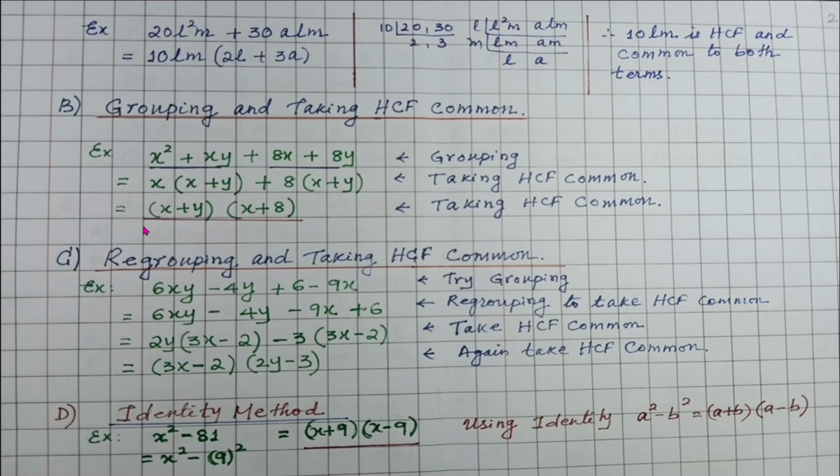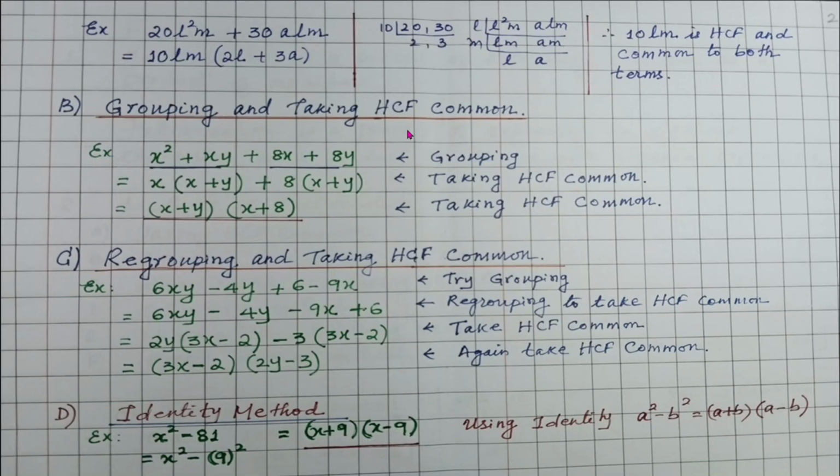X plus y is common. So take x plus y outside and put x plus 8 in the bracket. So the method is first group them, pair them, and then take HCF common, and again take HCF common. That means two times we are taking HCF common. Again, remember, ultimately the important step is taking HCF common, and that is two times, here and here.